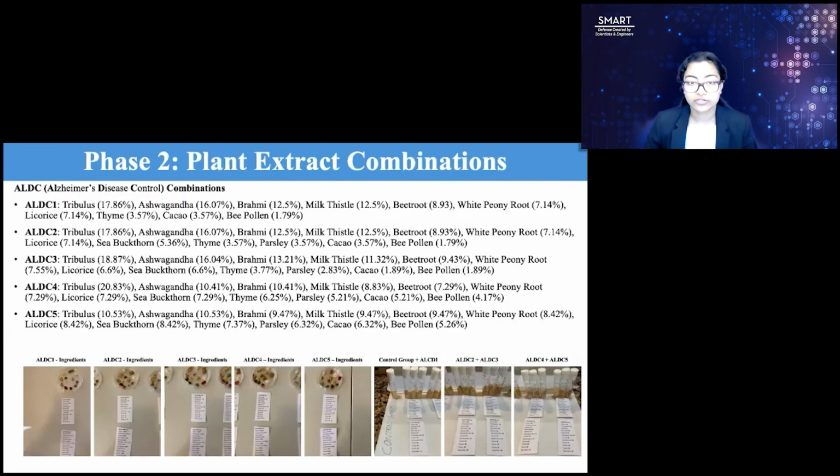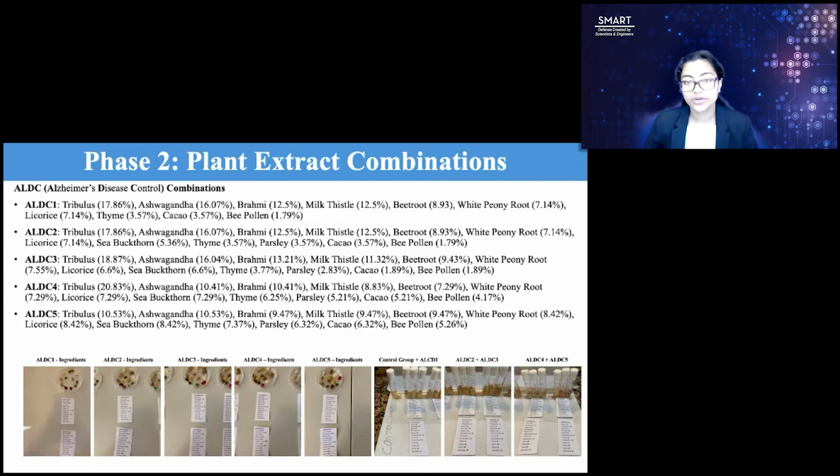Now, the top 12 extracts were mixed in varying ratios to make different combinations, and these ratios are determined by the contribution of each extract towards extending the lifespan from its standard mean and 1 or 2 standard deviation points away. And so using these ratios as my proportions, I combined the 12 extracts and made 5 different combinations. I called them the ALDC series, which is short for Alzheimer's disease control.